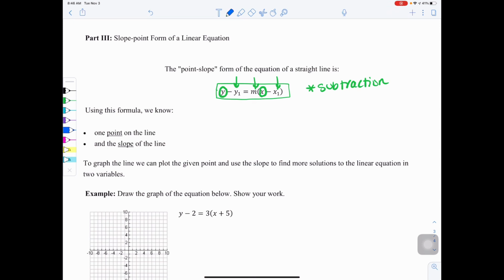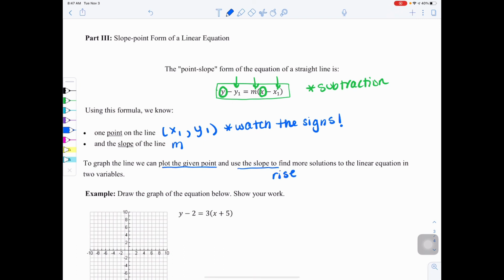So using this formula, here's what we know. We get 1 point. That point is going to come from the x1 and the y1. Okay, and again, you got to watch out for the signs. So watch the signs. And the second thing we get from this formula is the slope. So to graph the line, we plot the given point, and then we use the slope to find more solutions. Remember, that's rise over run.